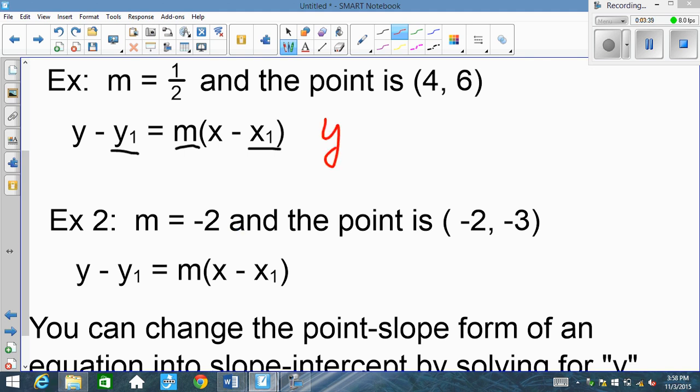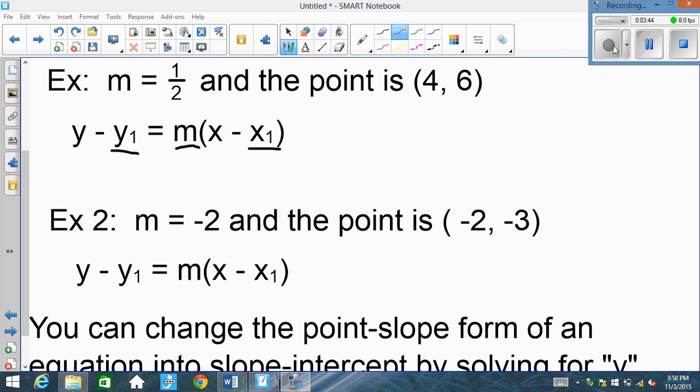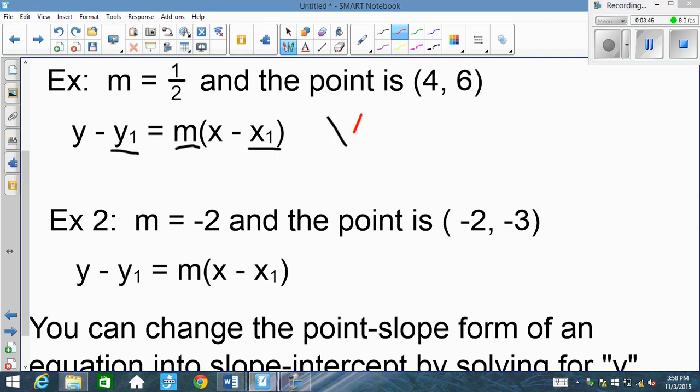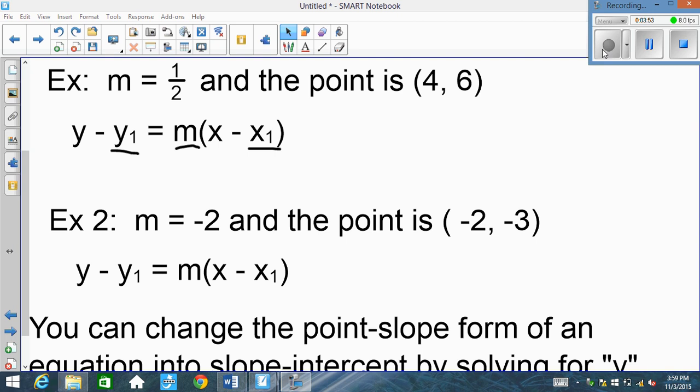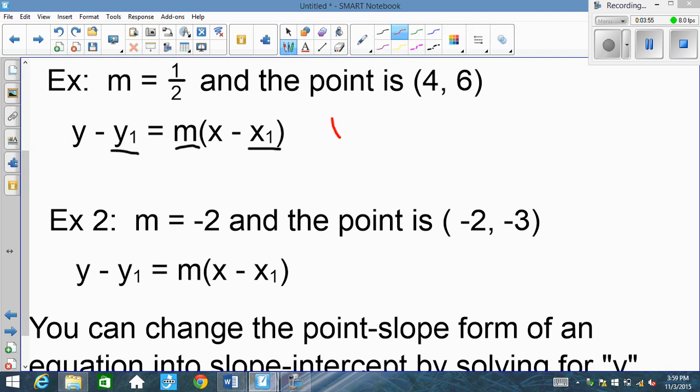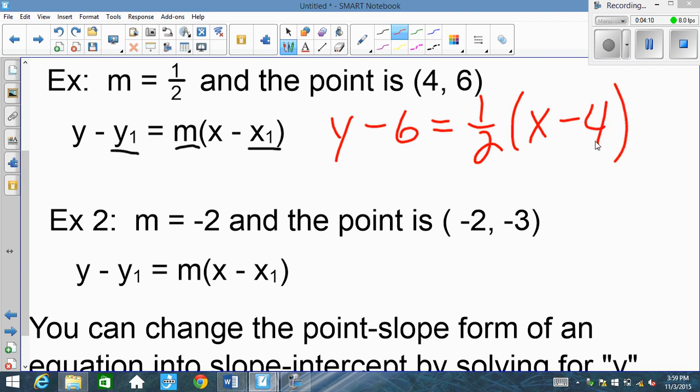So we would say y minus the value of y, 6 in the point, equals 1/2 parentheses x minus 4. That is all you need to do. Just replace the y1, m, and the x1 with the values. That is an equation.